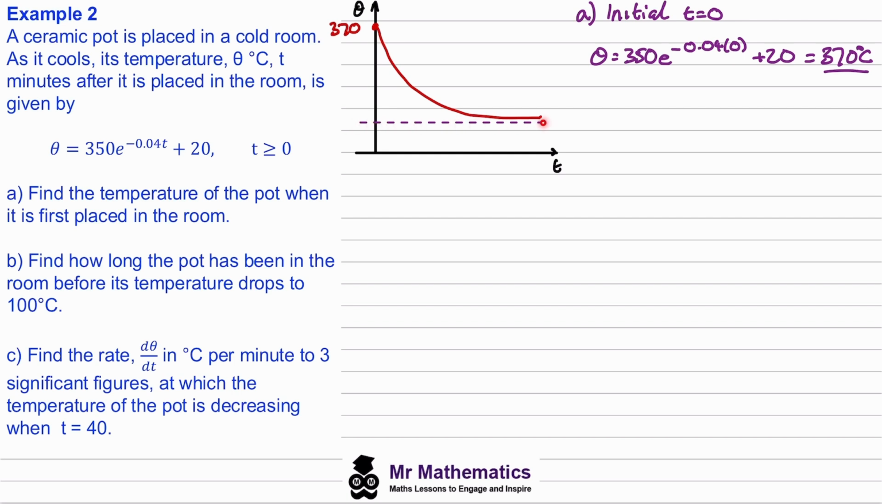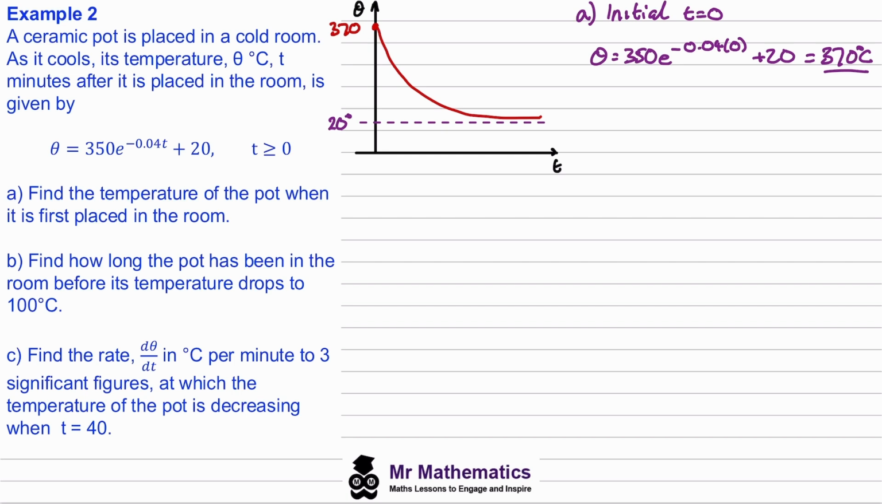Now this horizontal asymptote is caused by this addition of positive 20. It was at 0, it's being translated 20 units up. So the cooling temperature will be at 20 degrees. We haven't been asked for this, but I find it really helpful to include on our diagram. We know it's a decreasing function because the temperature is cooling.